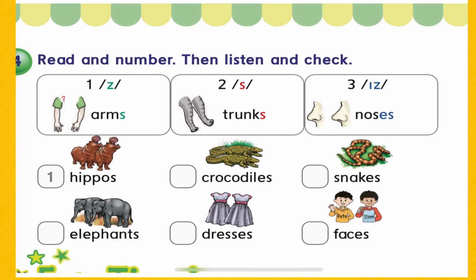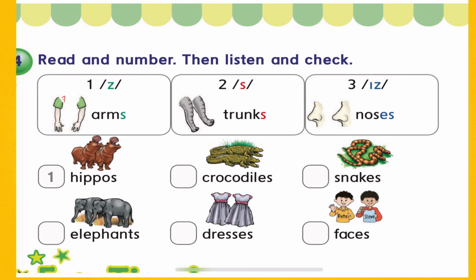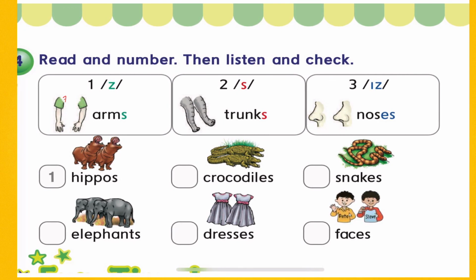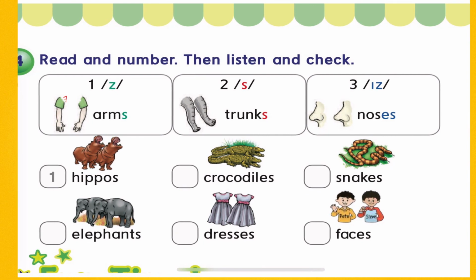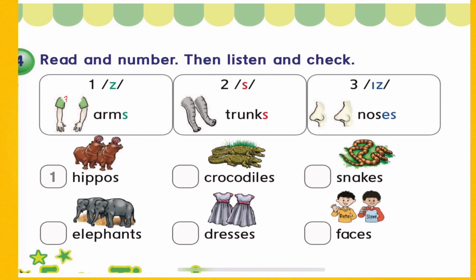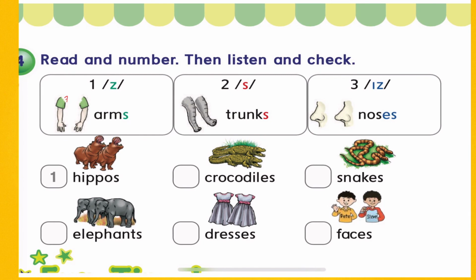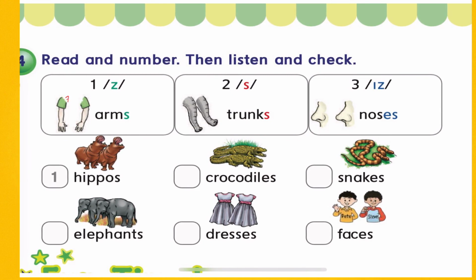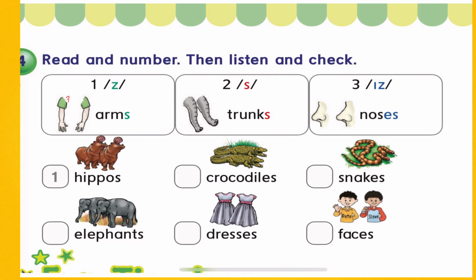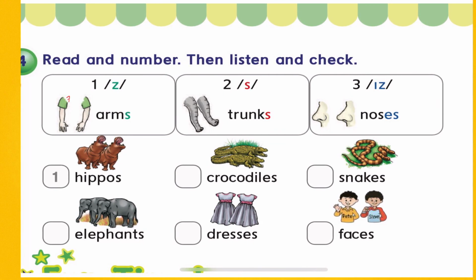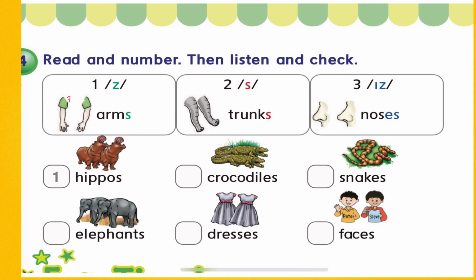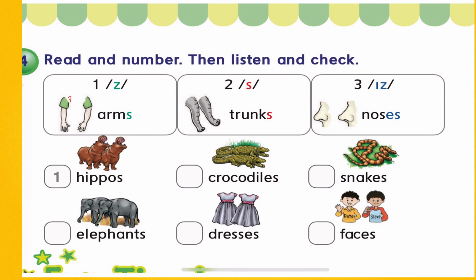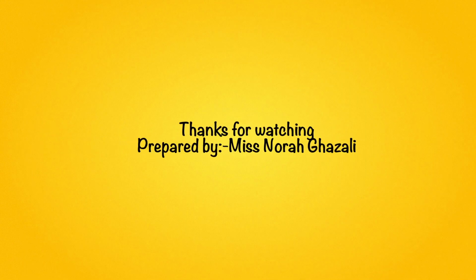Next one we have is elephants. So it's saying S. So it's number 2. Then we have dresses. Here you hear the iz sound, which is number 3. Then we have the last one, faces. Also number 3.